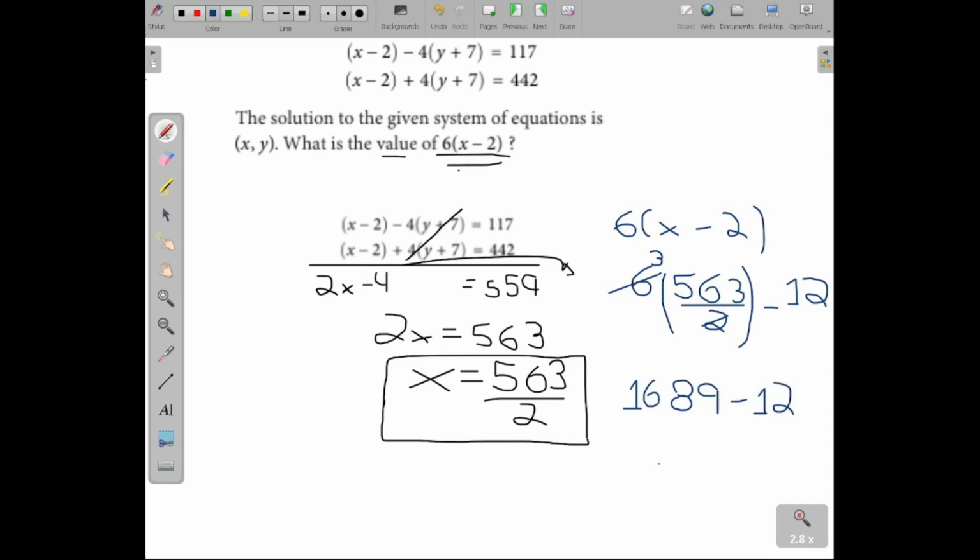So the answer will be 1689 minus 12 equal to 1677. So the value of 6 times parentheses x minus 2 is equal to 1677.